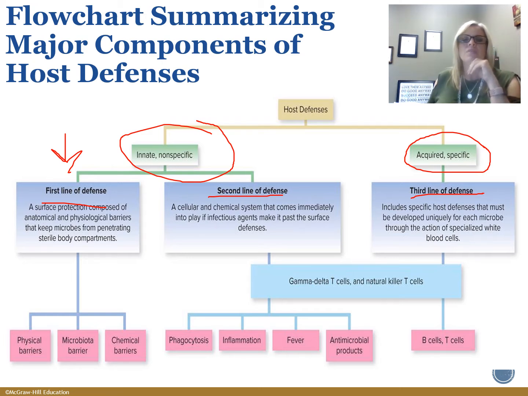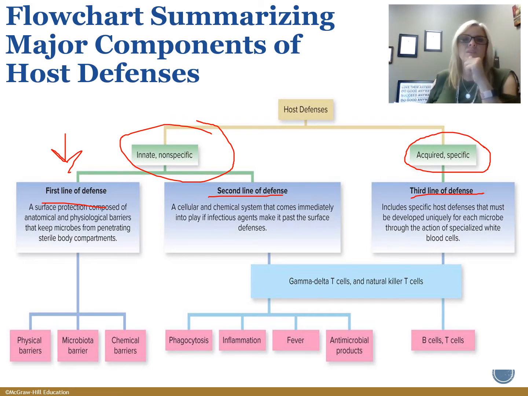The second line of defense is cellular and chemical, and that's going to come immediately into play once the infectious agent gets past the surface or past that first line of defense. You can think of the first line of defense kind of like a big gate with razor wire all around, trying to keep you out, okay? That second line of defense, we're going to have things like phagocytosis. We're going to have inflammation and fever, antimicrobial proteins, other ways that our body tries to fight off microbes in a general, not necessarily specific manner.